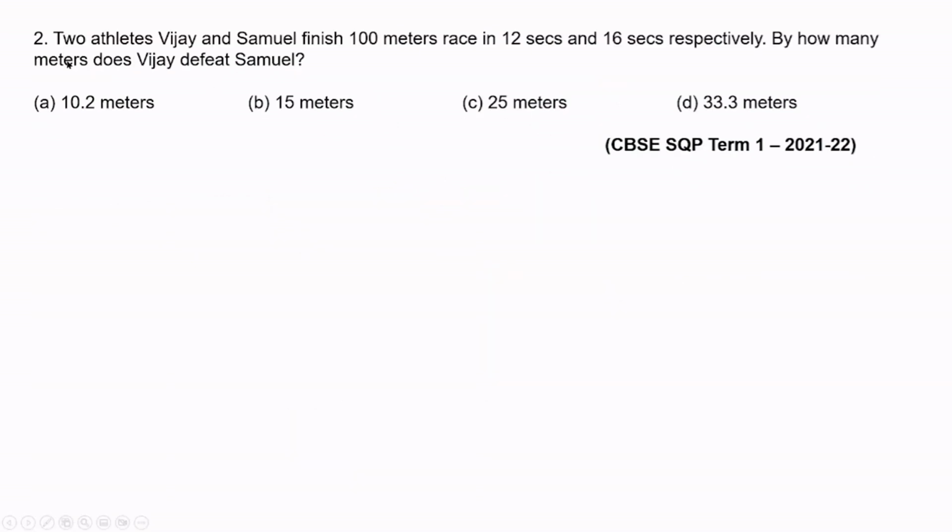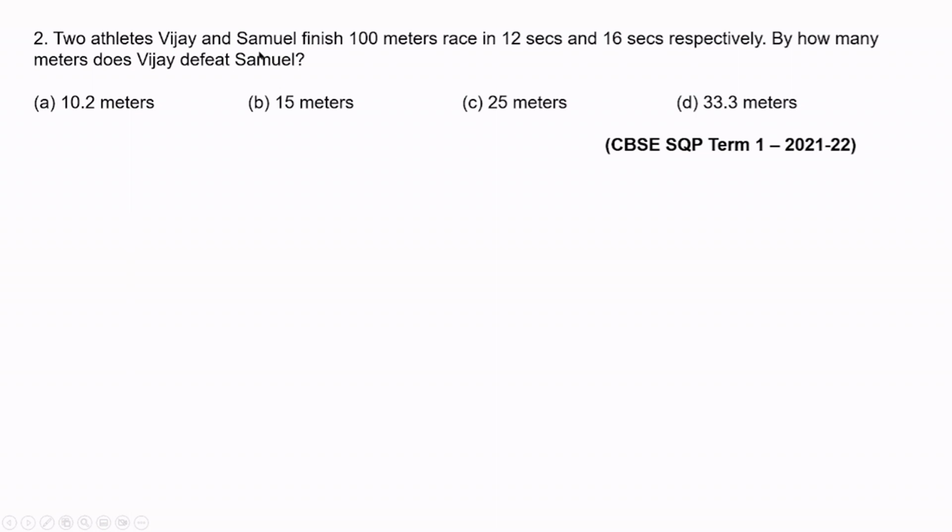Moving on, this question was given in last year's sample question paper. Two athletes Vijay and Samuel finish 100 meters race in 12 seconds and 16 seconds respectively. By how many meters does Vijay defeat Samuel? Same question we have as an example in the CBSE Handbook. So here we have two athletes who finish 100 meters race in 12 seconds and 16 seconds respectively. We have to find the distance by which Vijay defeats Samuel.